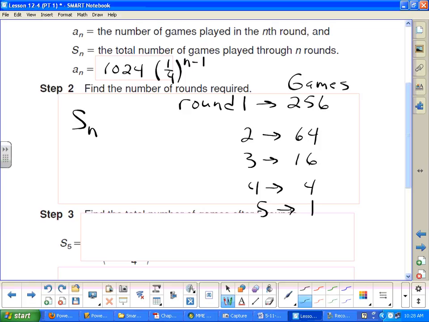And so then to find the total, all I need to do is add those up, which would be the easiest way to do this. Okay? So 256 plus 64 is 320, and 21 is 341, right? Okay. So there's 341 games. Does that make sense? Somewhat?